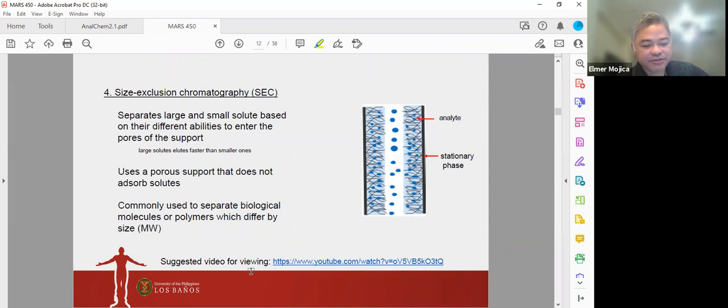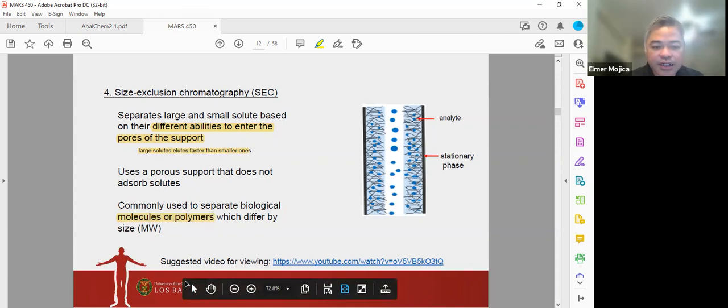Now, the other type of liquid chromatography is size exclusion chromatography. Here, it separates large and small solutes based on their different abilities to enter the pores of the support. So what happens here is the large solutes elute faster than the smaller ones. Okay, you use here a porous support that does not adsorb your solutes. Commonly used to separate biological molecules or polymers which differ by size. So we could say this is based on molecular weight.